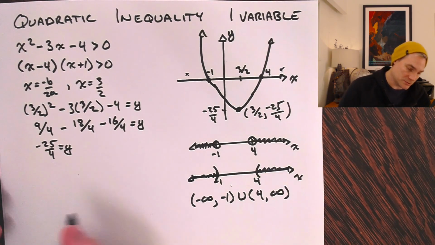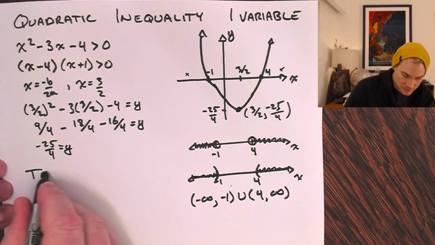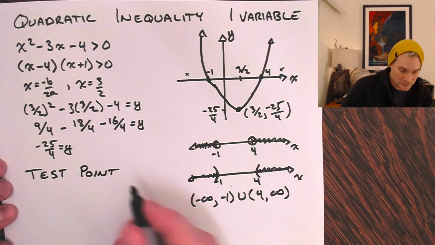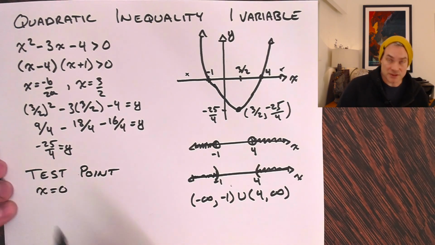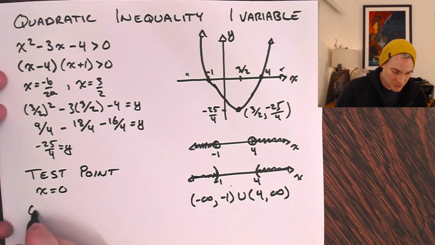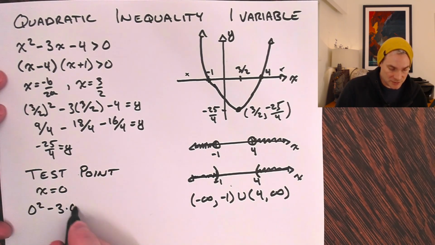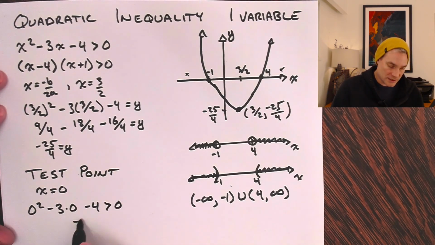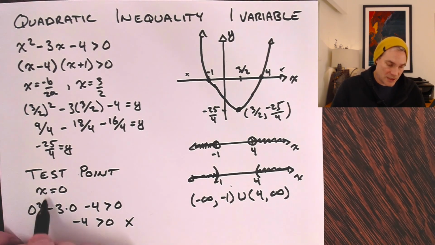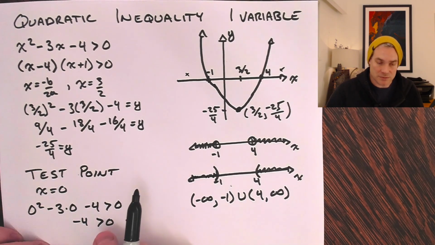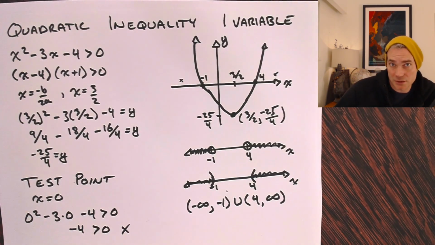So we should do a test point. Let's just test 0. Zeros are always our friends, zeros and ones. So we go back and we put 0 in. So we have 0 squared minus 3 times 0 minus 4 bigger than 0. That says -4 is bigger than 0. That's not true. So x can't be 0, but it's not part of our solution set. So we're good. That's a quadratic inequality in one variable.